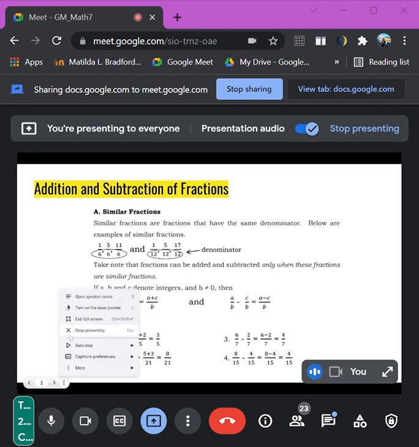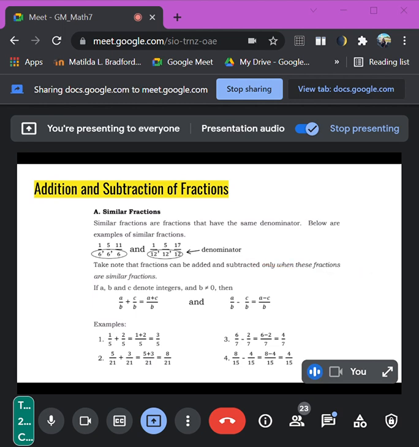Actually, makita na nato siya diri sa ang screen. So have the same denominator. So these are the examples of our similar fractions. As you can see, you have there 1 over 6, 5 over 6, 11 over 6. And all of their denominators are the same. On the other hand, we have here as well the sets of similar fractions. We have 1 over 12, 5 over 12, and 7 over 12. And as you can see, all of their denominators are the same. So that is similar fractions.